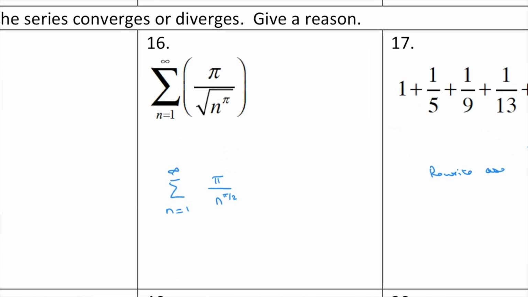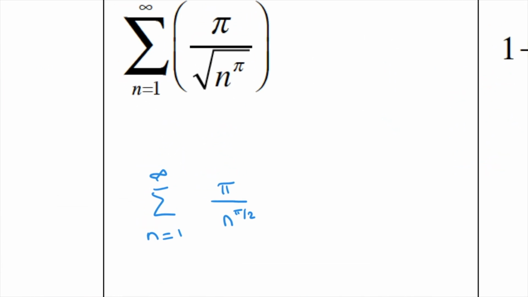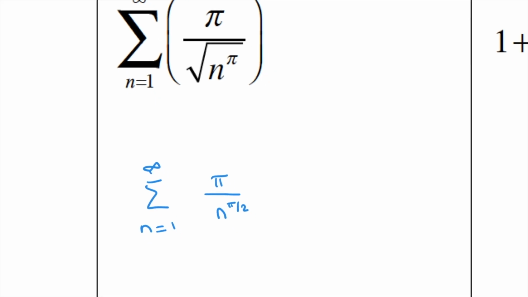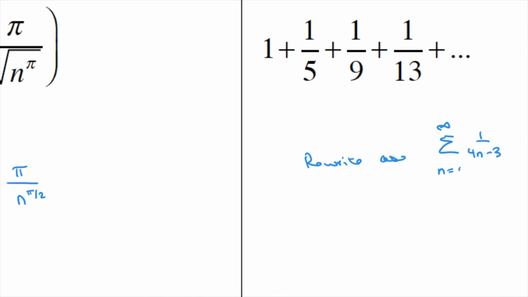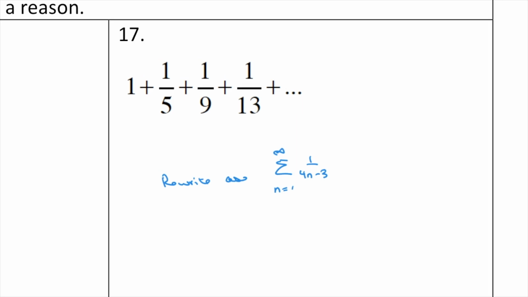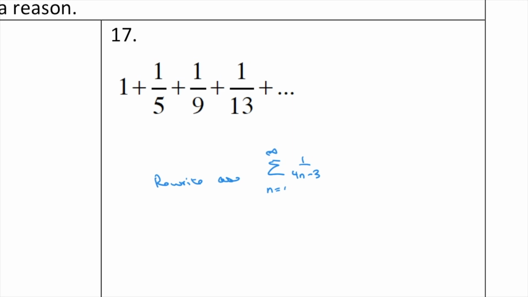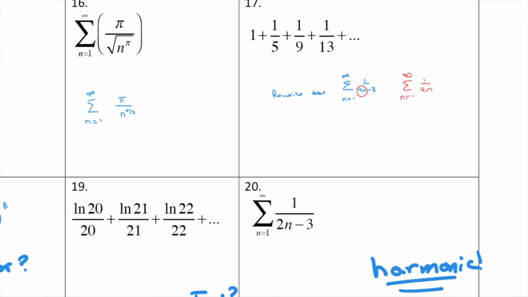Number 16, the algebra on this one is interesting. If we rewrite the problem as pi over n to the pi over 2, what can we say about this function? Is there anything you can compare it to? And number 17, this one is also a direct comparison test. If you were to consider what's happening to the series n equals 1 to infinity, 1 over 4n. How might we better understand number 17?